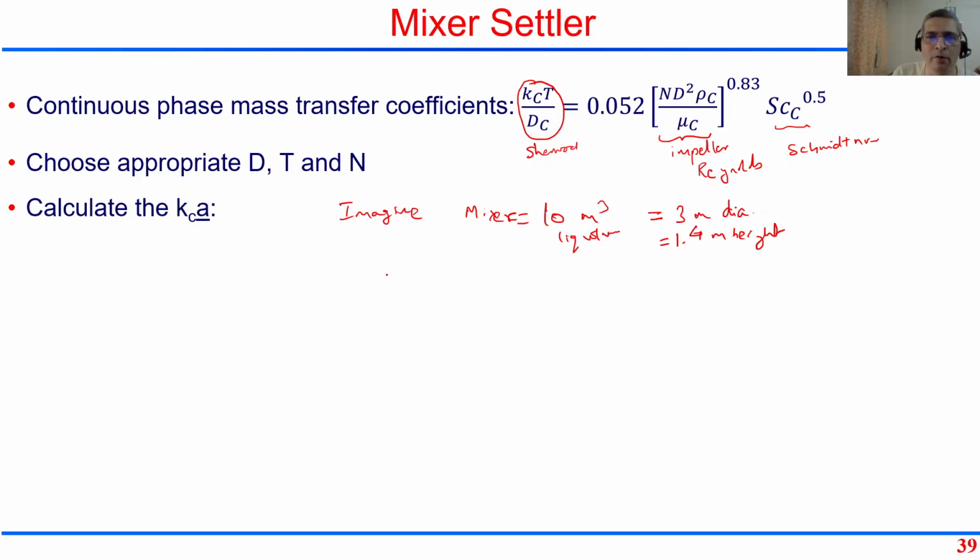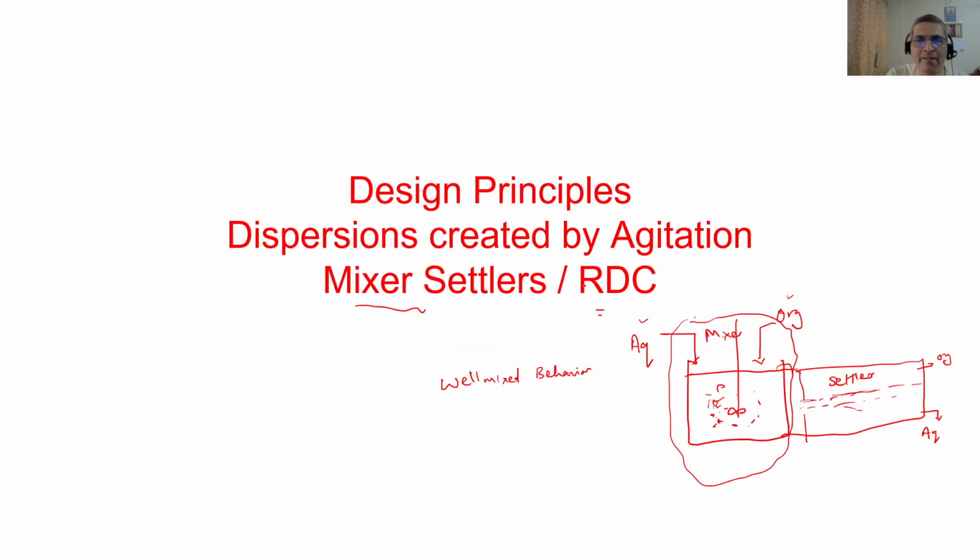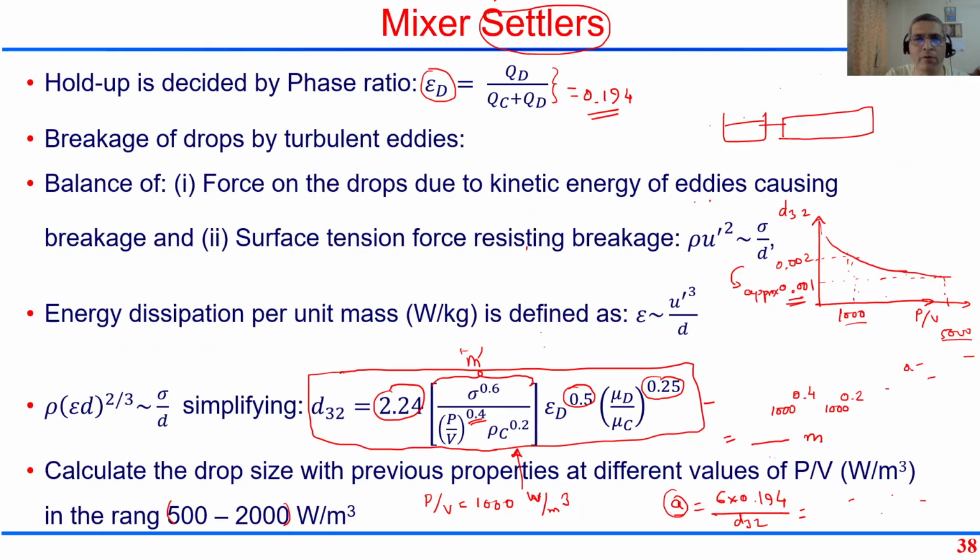Now suppose we want power per unit volume equal to 1000 watts per meter cube. That means the power that I want to put in would be 10,000 watts. Now who's going to supply this power? Agitation is going to supply this power, isn't it?